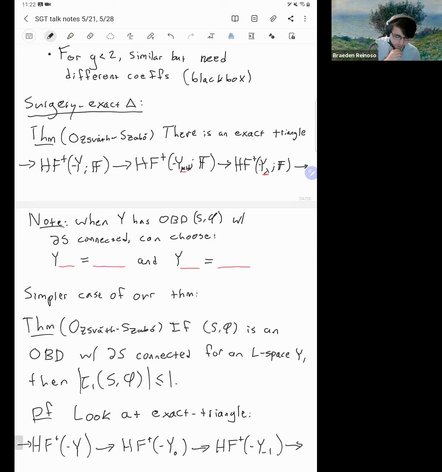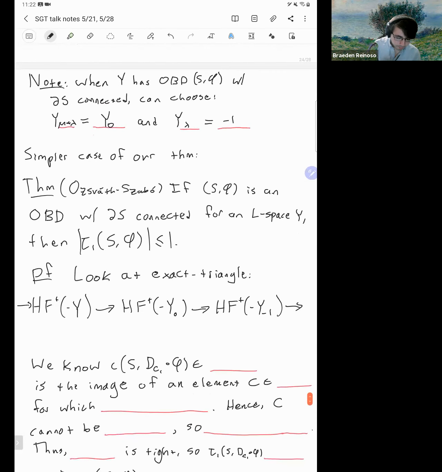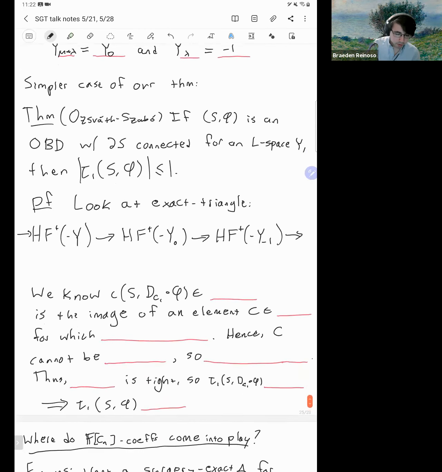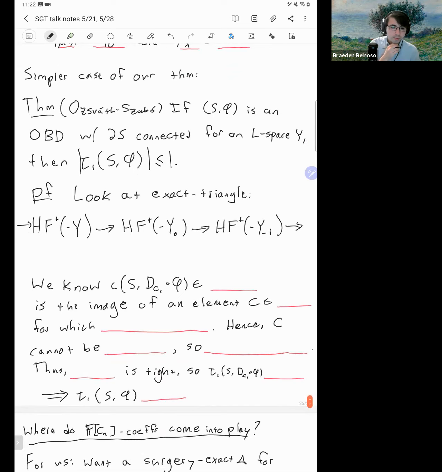That just simply means that if you have some open book, in the case where, say, your binding is connected, then you can simply choose Y mu plus lambda to be equal to, say, 0 surgery along that binding component, and Y lambda to be equal to, say, -1 surgery along that binding component. And so there's a simpler case of our theorem that follows essentially just from the surgery exact triangle. So we'll go through that proof to give you a sense of how our proof would go once we have all the pieces in place.